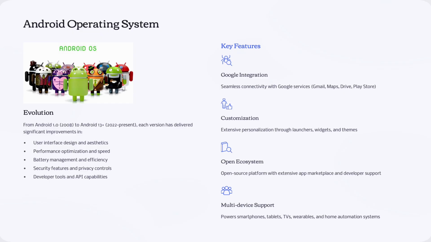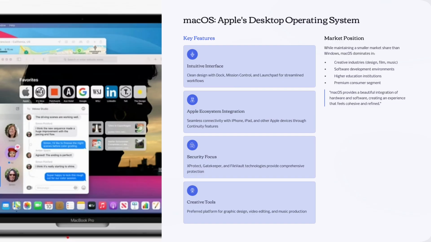And next, let's get into another slide. Mac OS, very famous, nowadays very familiar. Apple's desktop operating system. Apple's Mac OS emphasizes simplicity and elegance with tools like Dock and Mission Control. Its seamless ecosystem integration with iPhone and iPad boosts productivity. Security is strong with Gatekeeper and FileVault.